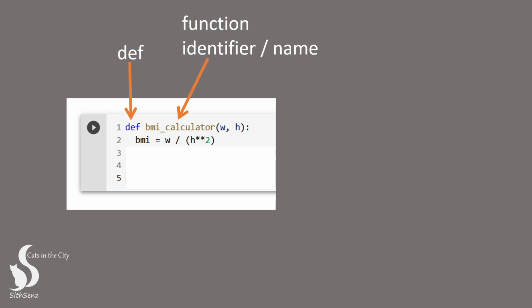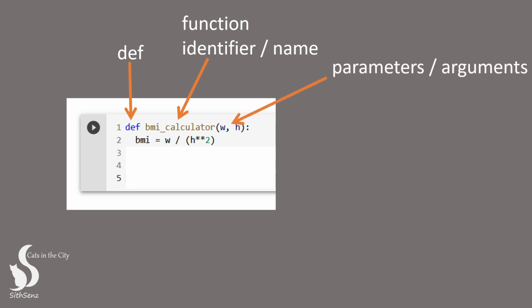Here, I name our function BMI calculator. In Python naming convention, you should not use a space within a name. Instead, you should use an underscore. Next, you input the weight and height variables into our function.